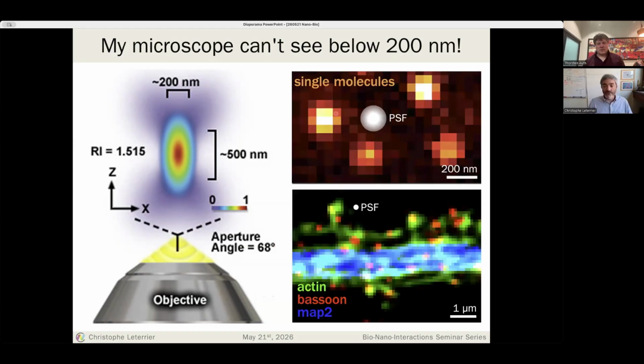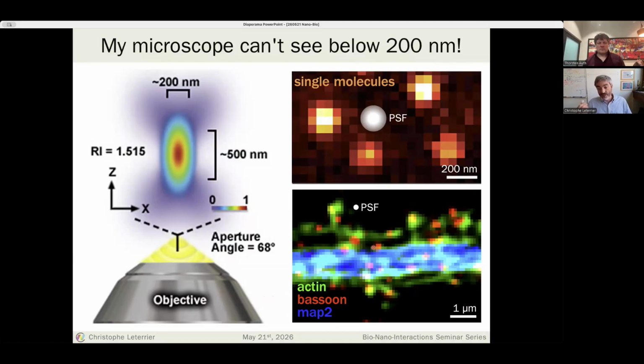And if you look at a neuron that is labeled for different components, you see that in addition to being pixelated, this image also is blurry because, for example, the bassoon, which contains the presynapse components, are single compartments that are smaller than the smallest detail you can resolve.